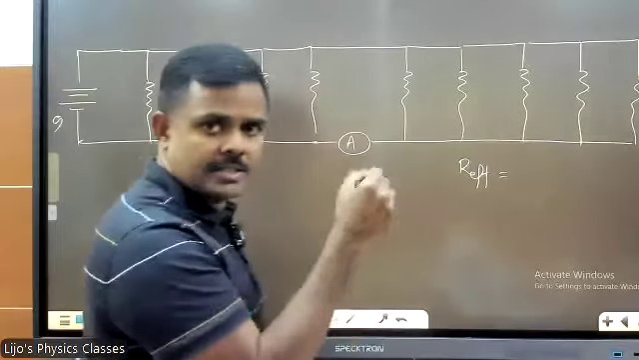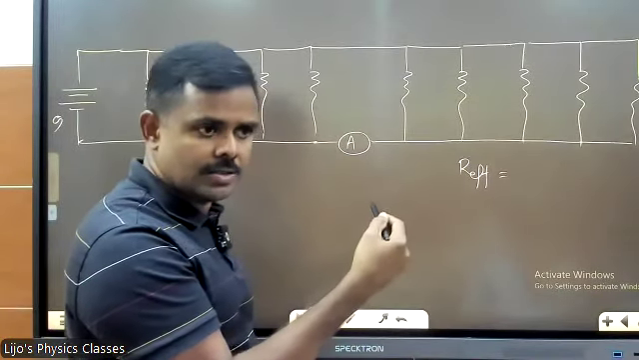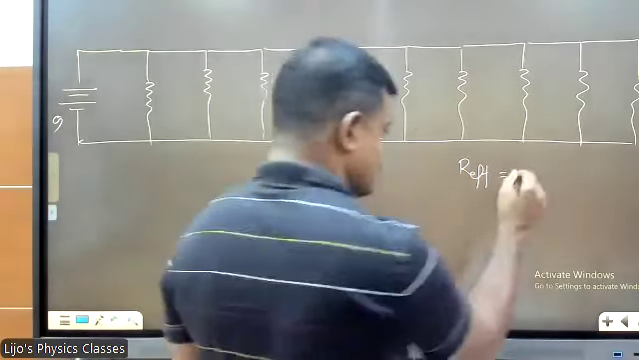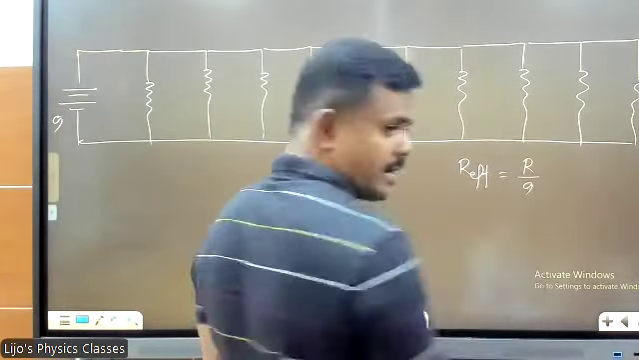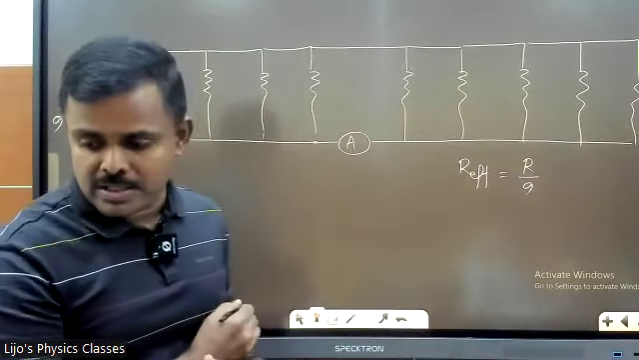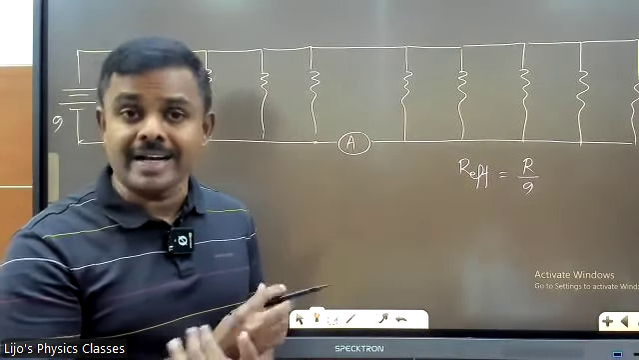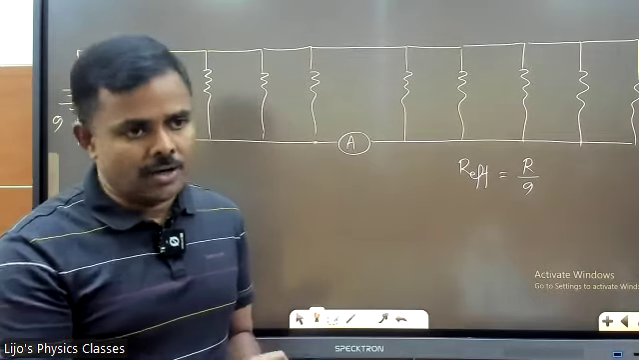It's a type of question. Same question will come as such. Understood? This is a repeated one. If you don't trust me, you can check. R by 9. There are 9 resistors, all are in parallel. There are 9 resistors altogether and all are in parallel.